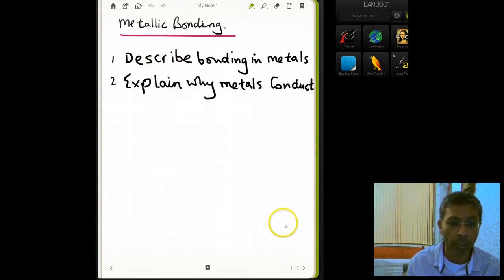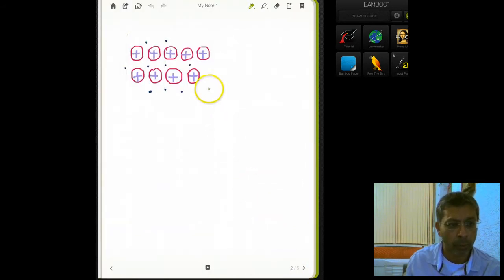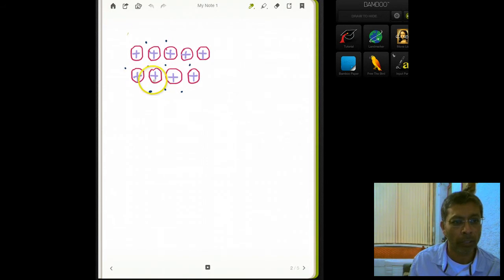If you could look at part of the structure, you would see something like this. You'll have positive ions surrounded by these electrons which have come off the outer shell of each of the atoms. So there's 9 atoms here, 6, 7, 8, 9, and there are 9 electrons. These are the electrons here, the dots. Overall you notice 9 positives and 9 negative electrons, no charge, they cancel each other out.